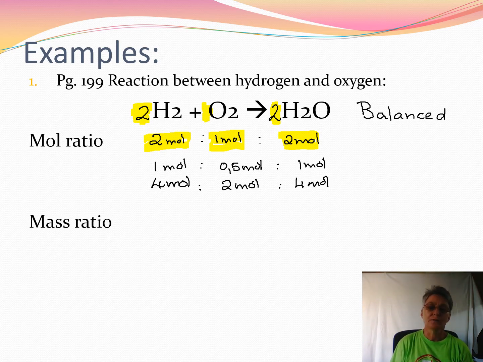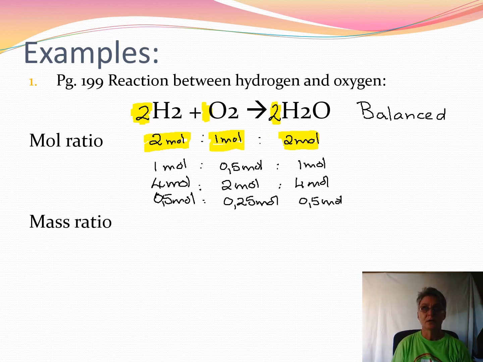Or you could go for half a mole of hydrogen. It will need a quarter mole of oxygen, and it will give us half a mole of water. You can change these quantities anyhow. The mass ratio is more complicated to work with, so we're always going to change mass into moles.